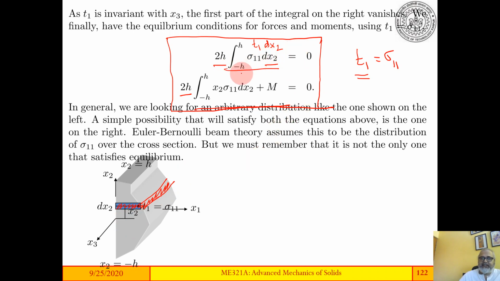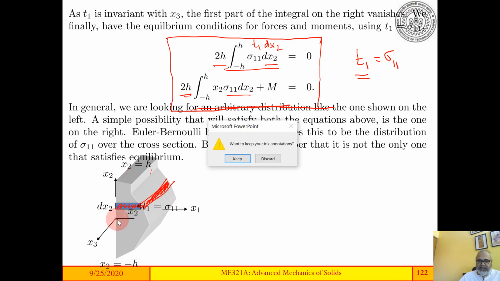So this basically tells you that the net force, the total force on this cross sectional area has to be equal to 0. And this tells you that x2 sigma 11 dx2 into 2h, dx2 into 2h is this area again, and T1 times this area is the force. So T1 times dx2 into 2h is the force acting on this area, times x2 gives you the moment about this axis, about the x3 axis.